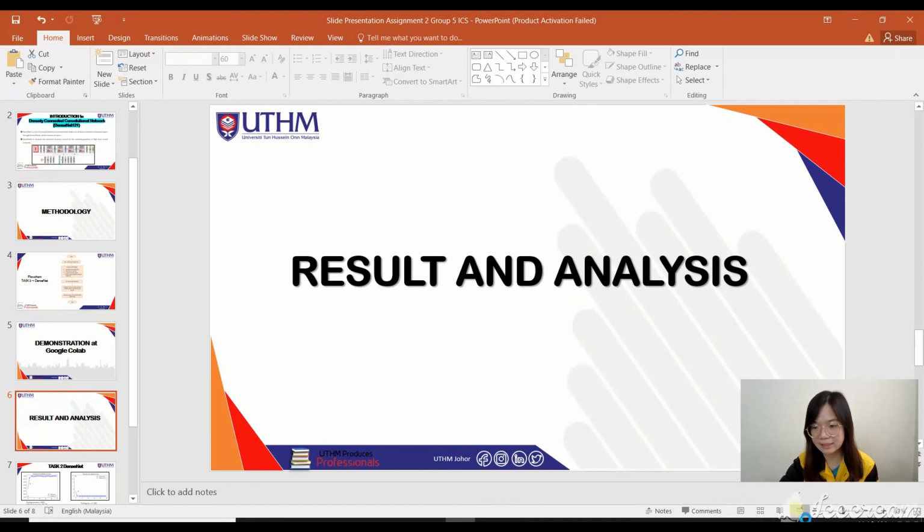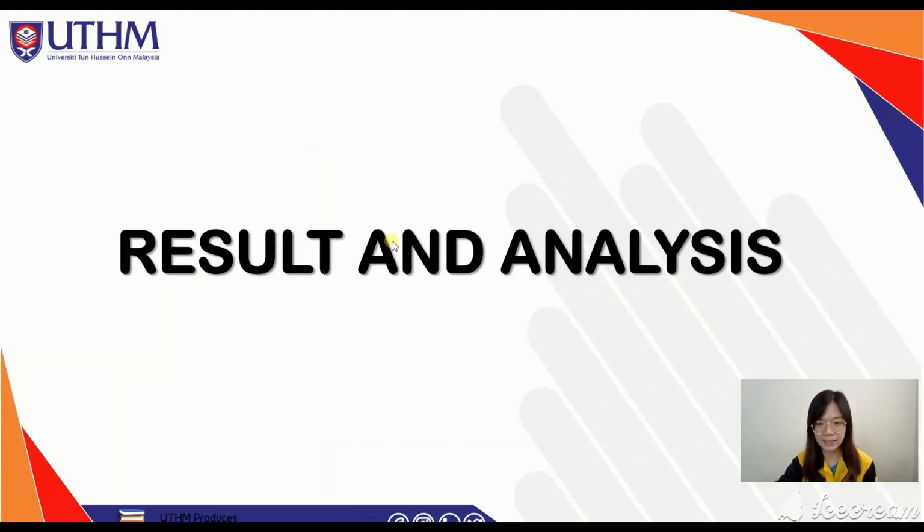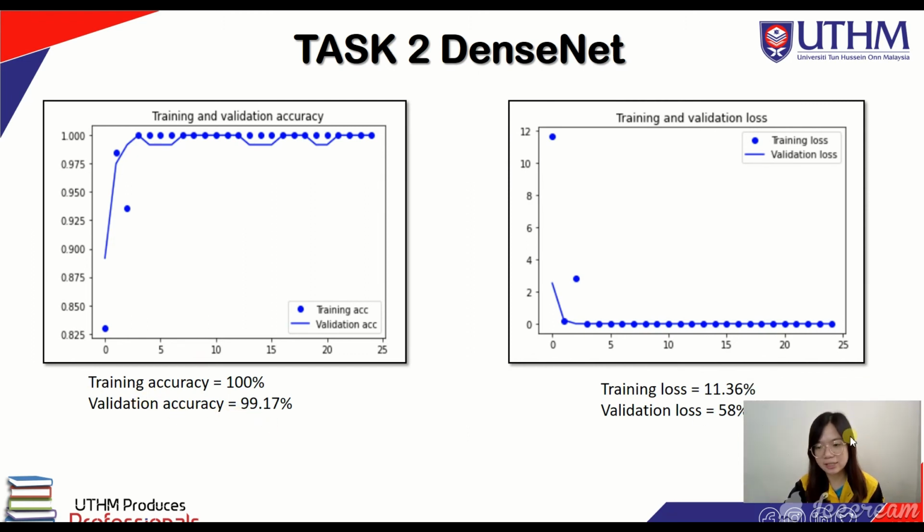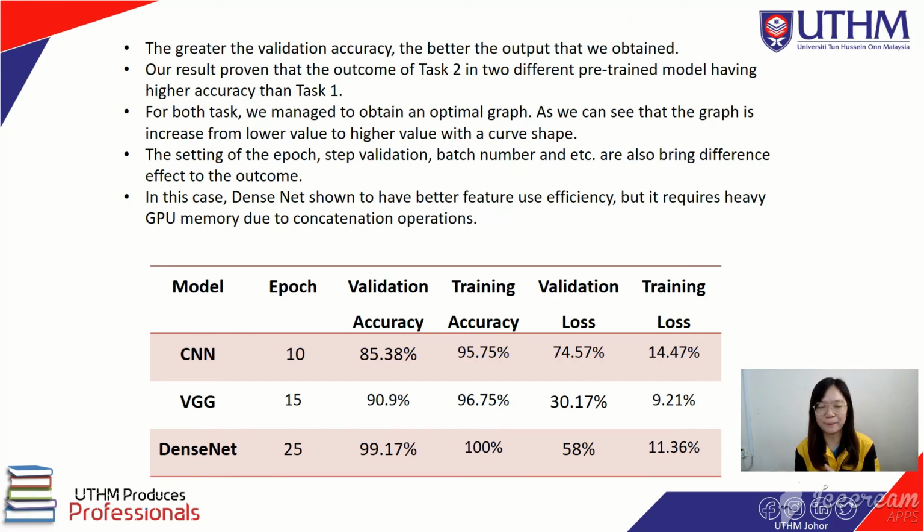result and analysis. Okay, so you can see here in task 2 DenseNet, the training accuracy is up to 100%, and the validation accuracy is 99.17%, the training loss is 11.36%, and the validation loss is 58%. So the validation loss here is higher than the previous one. Okay, so for the analysis, we can know that the greater the validation accuracy, the better the output that we obtain. Meaning that the higher the value of validation accuracy, the better the output that we get.